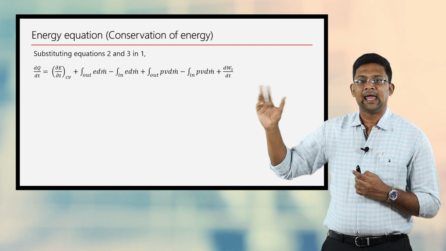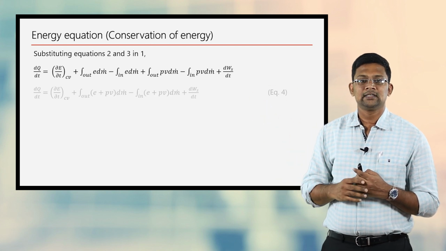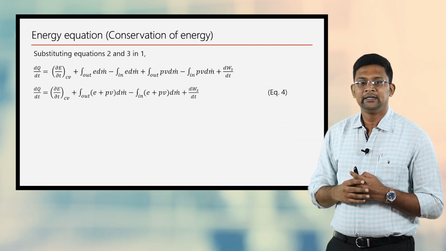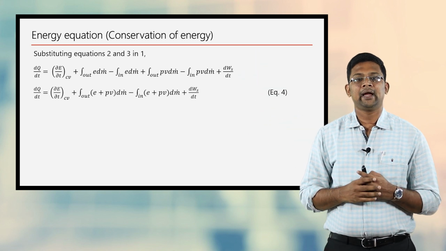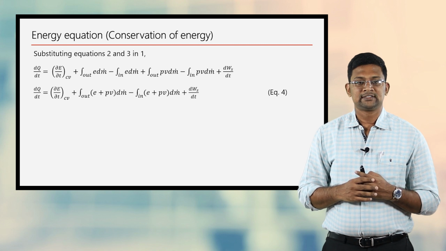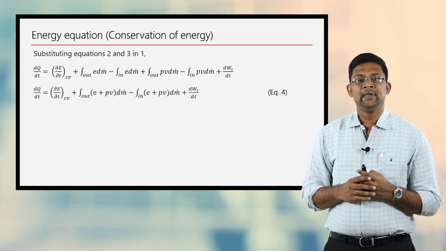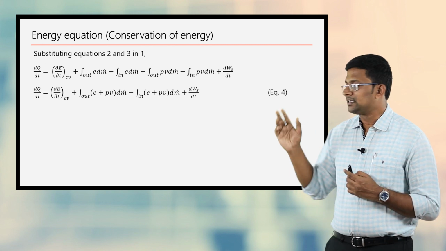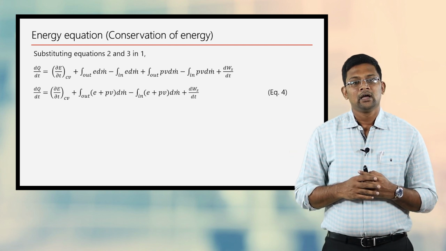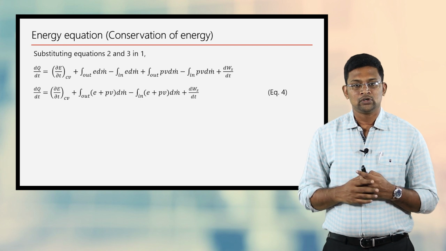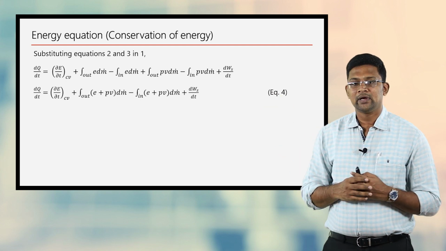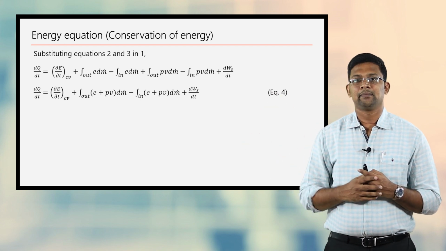Now there are some like terms, so we can rearrange it, and hence dq by dt will be equal to dE by dt of the control volume CV plus integral out E plus PV dm dot minus integral in E plus PV dm dot plus dWs by dt. Ws is nothing but the shaft work.